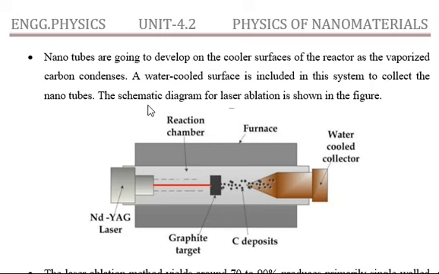So here, what are the steps that take place? Firstly, when the laser hits the graphite target, the atoms are released from the graphite target and vaporized. The released vaporized atoms mingle with the inert gas. Then with the inert gas, they move forward. And where do they deposit? They deposit on the water cooled collector. Hope you got the steps.